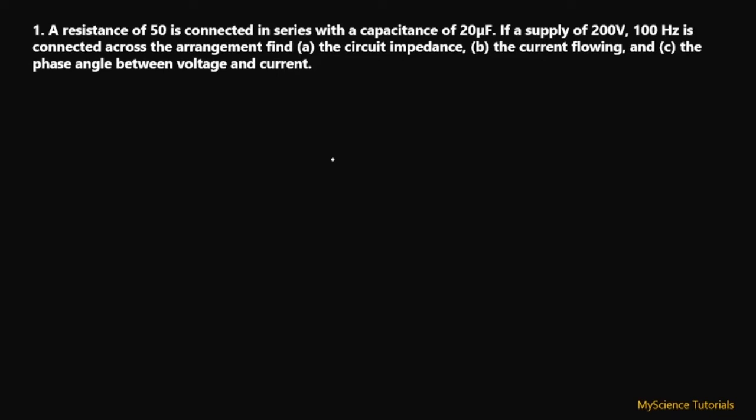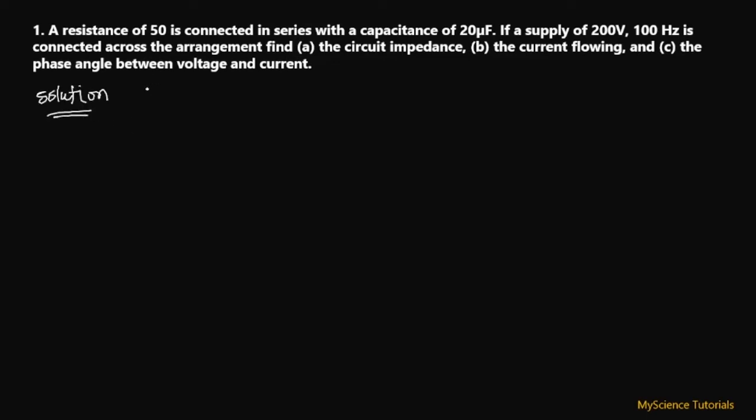So we have a resistor of 50 ohms connected in series with a capacitor of 20 microfarad. If a supply of 200 volts, 100 hertz frequency is connected across the arrangement, we are to find A, the impedance of the circuit, B, the current flowing through the circuit, and C, the phase angle between the voltage and the current. This is very easy. This is pretty straightforward. So let's go ahead and write down our solution.